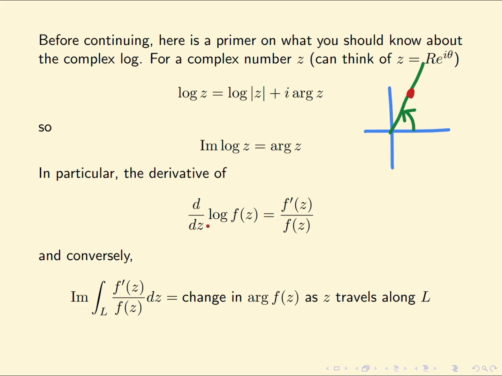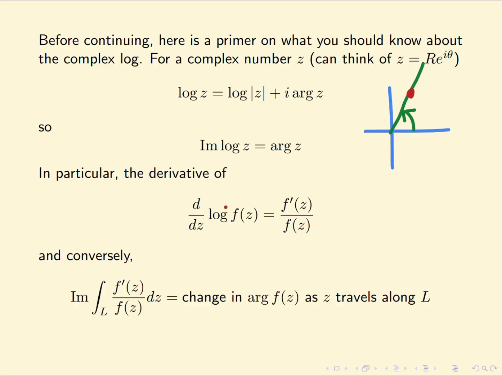And remember, we said the derivative of log of f of z, using the chain rule, is f prime of z over f of z. And conversely, you can think of it as an integral. So if you take the integral of f prime of z over f of z, it should be kind of the antiderivative of this thing evaluated at the endpoints of L.